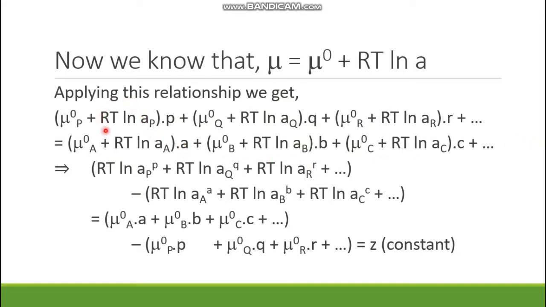Now this part of the relationship is the variable part, while this part is the constant part. So we have separated the constant parts from the variable parts, like in the next line, where the variable parts are taken in the left hand side while the constant parts are taken in the right hand side. These are the variable parts, and these are also variable parts, while these are the constant parts. Since this is a constant as well as this is another constant, the combination of these two is yet another constant which is written as Z. So Z means mu 0 a into small a, mu 0 b into small b, plus dot dot dot, minus mu 0 p into small p, mu 0 q into small q, and so on.